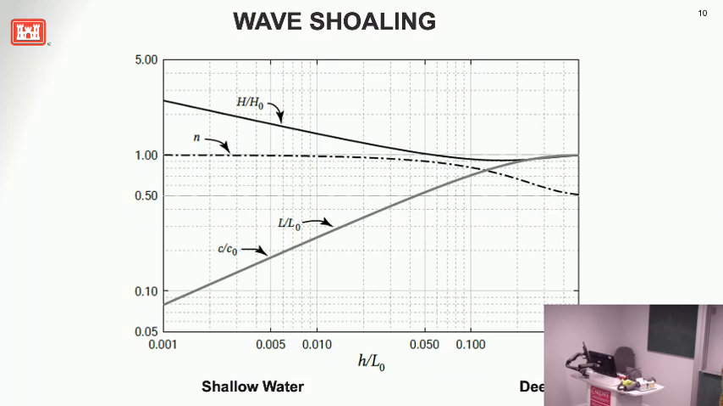This is the shallow water region, and this is the deep water region, and this is the shoaling. H is the wave height compared to H0, which is in deep water. C is the phase celerity compared to the phase celerity in deep water. L is the wavelength compared to the wavelength in deep water. So as it gets closer to the shoreline, to shallower water, it becomes larger and larger, depending on the wave frequency and the dispersion relation.